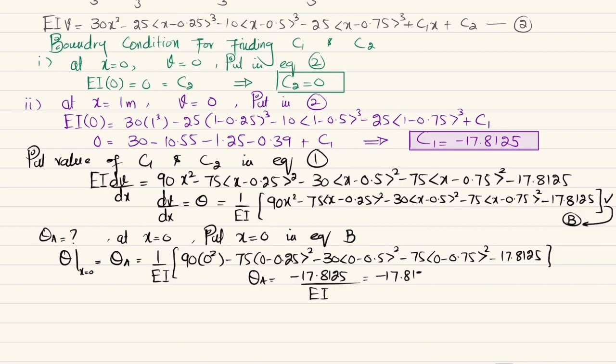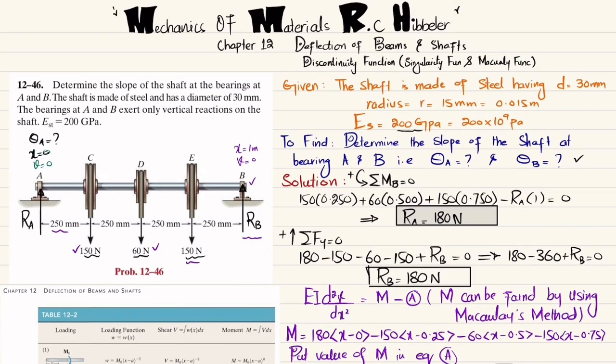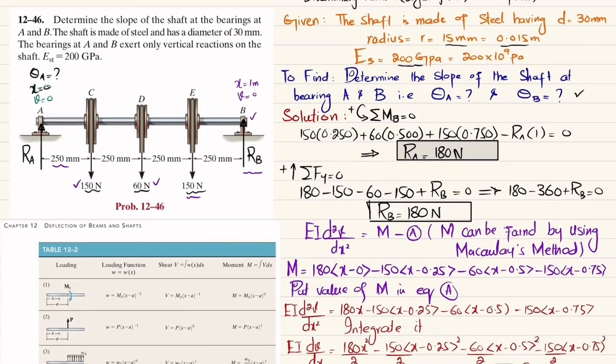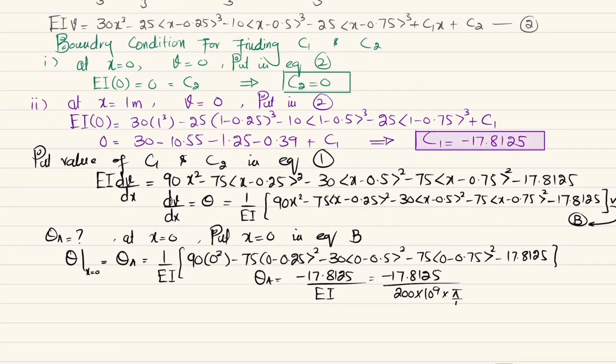E is given as 200 gigapascals, so 200 into 10 to the power 9. Let me show you over here. E is 200, and the radius of this shaft is 0.015. So I for a circular shaft is pi by 4 r to the power 4, so pi by 4 times 0.015 to the power 4. When you calculate it, you will get minus 0.00224 radian.